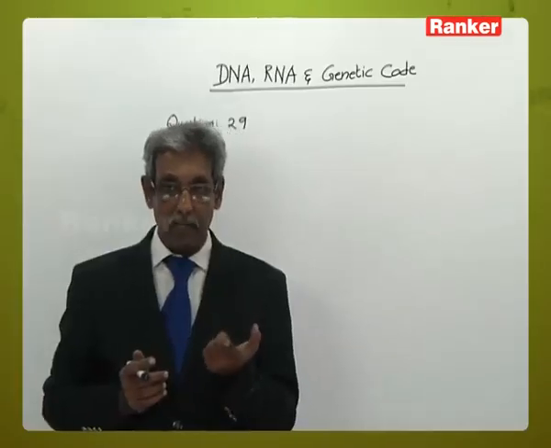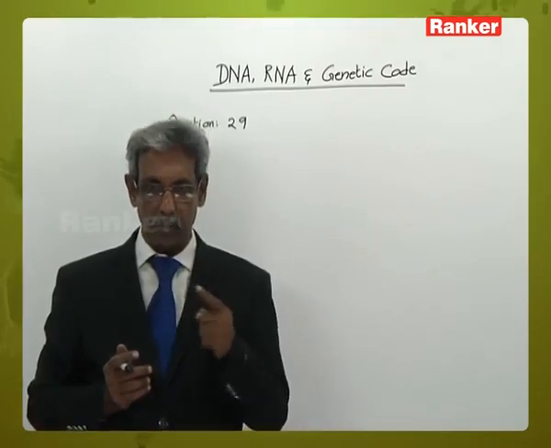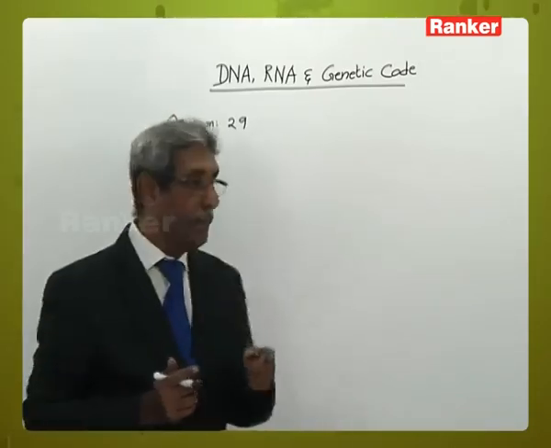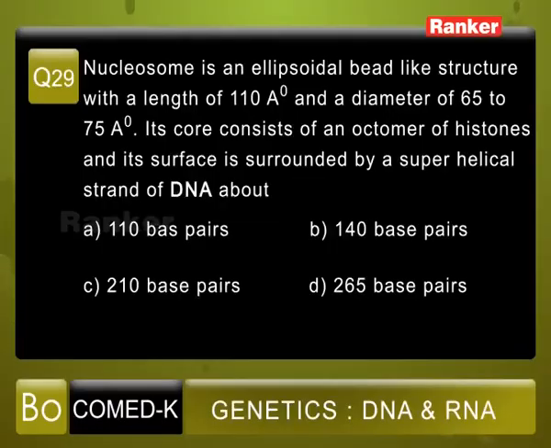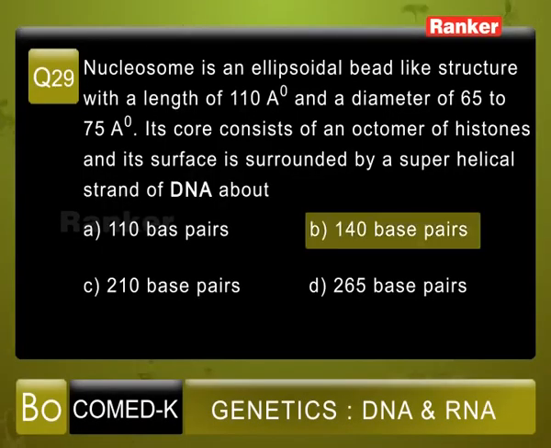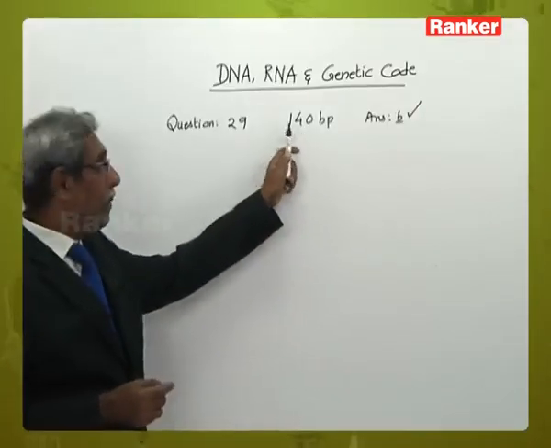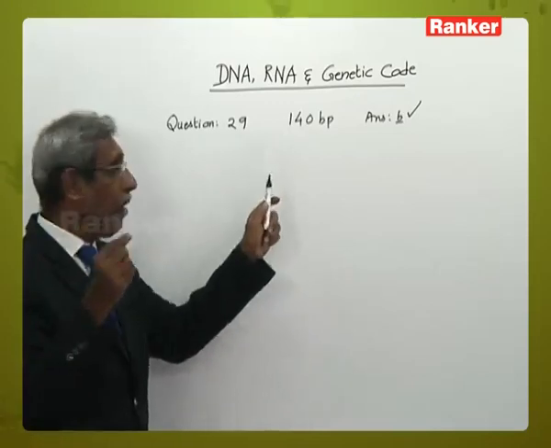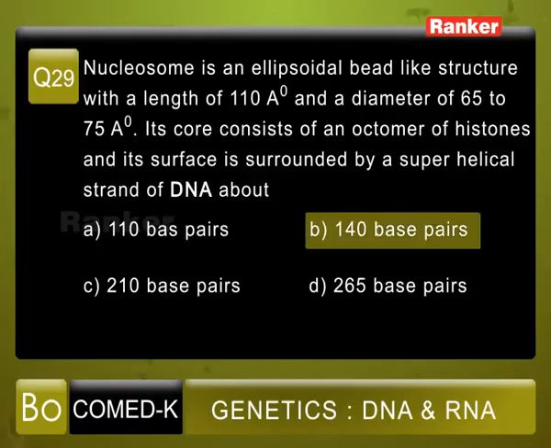So this is a direct question. Normally the helical strand of DNA around the nucleosome runs to 140 base pairs. So the correct answer is 140 base pairs. Hence the answer is B. So it's important that we exactly know how many base pairs are along the DNA which connects two nucleosomes.